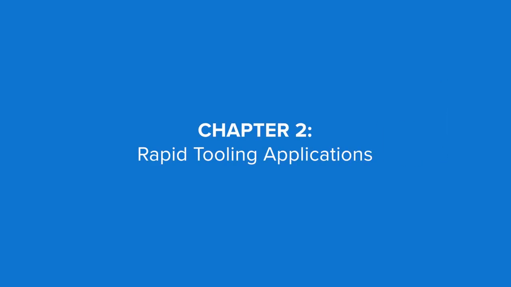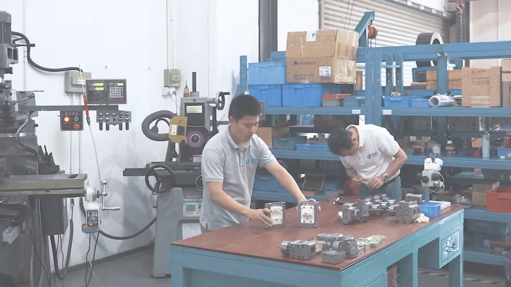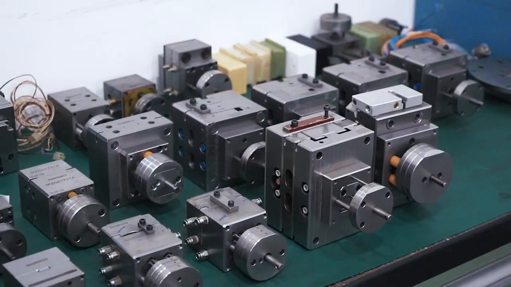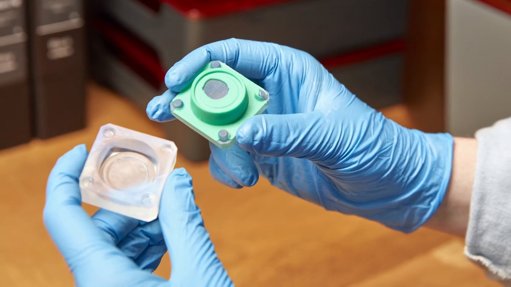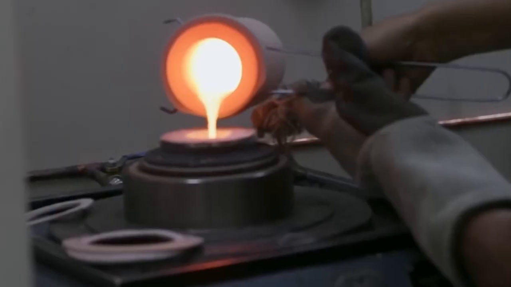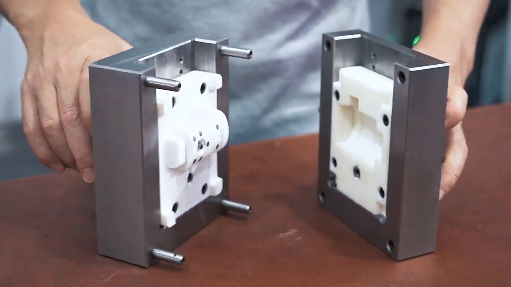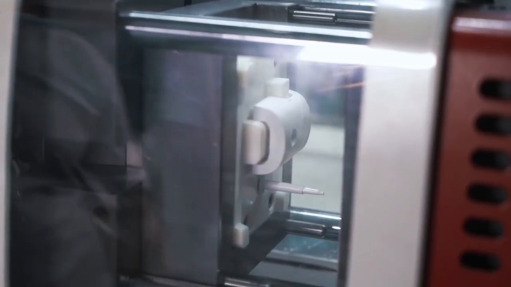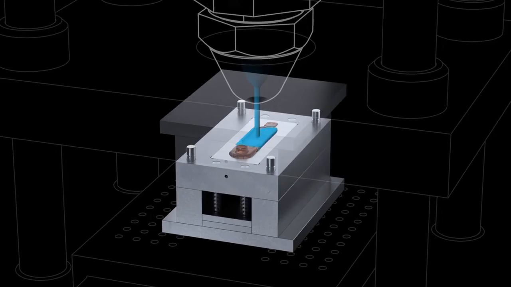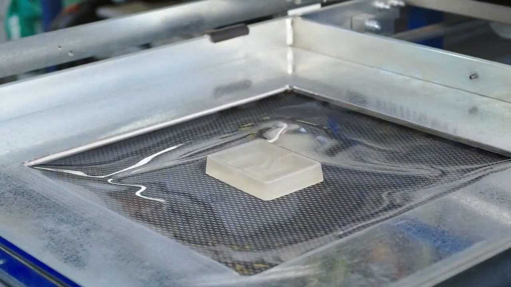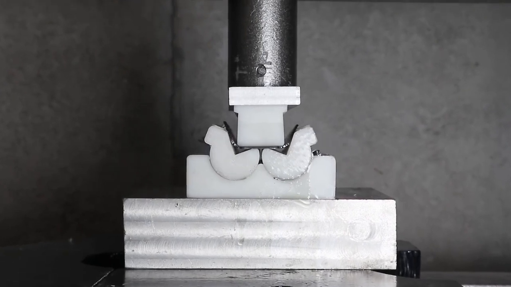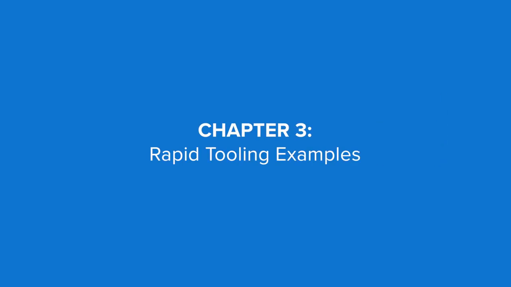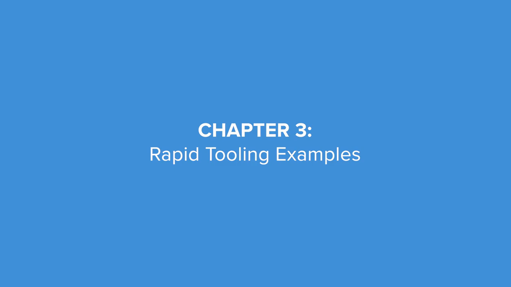Rapid tooling applications with 3D printing. 3D printing can be used to support a variety of traditional manufacturing processes to produce plastics, silicone or rubber parts, composites, and even metal parts. Use 3D printed molds for manufacturing processes such as injection molding, overmolding, compression molding, thermoforming, casting, or sheet metal forming. Let's see some examples of how innovative companies have been using Formlabs 3D printers for rapid tooling.